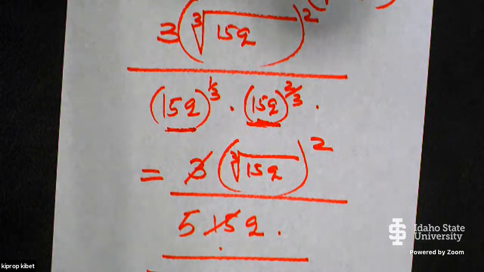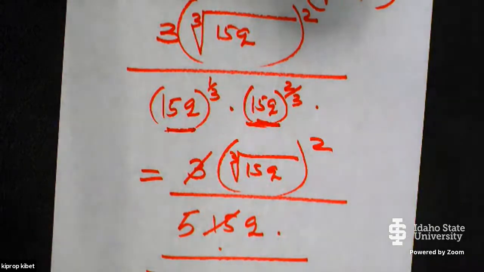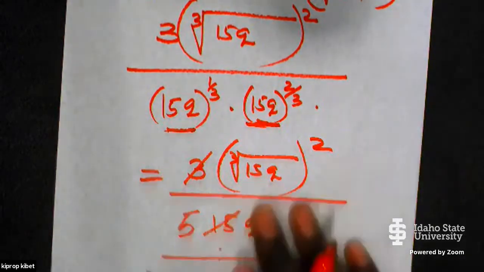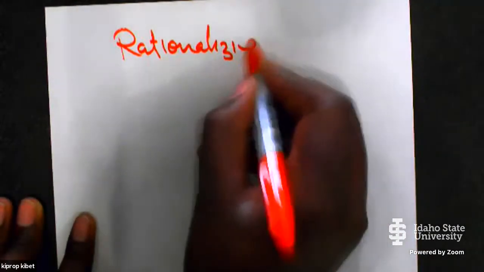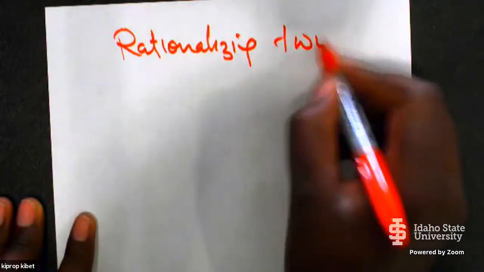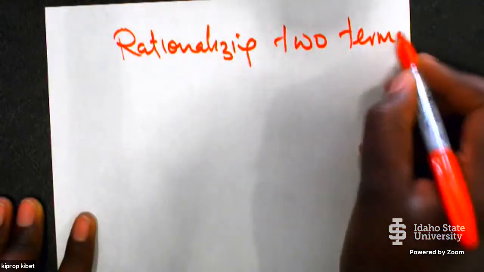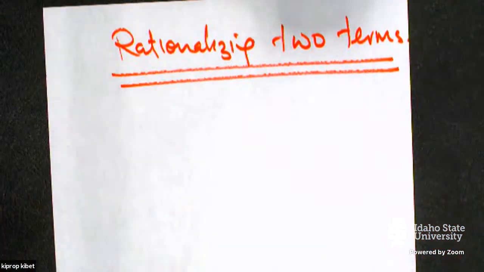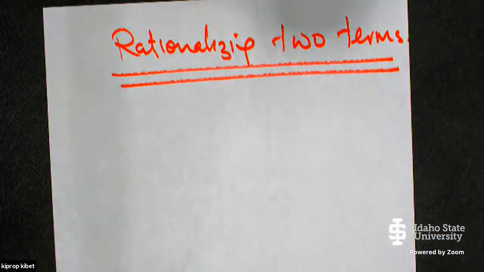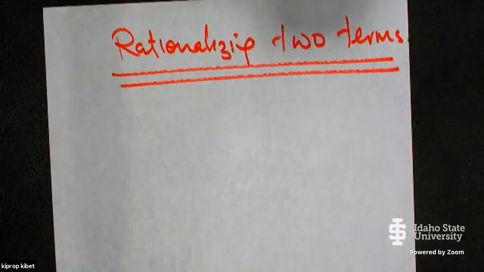Okay, now rationalizing 2 terms. Now let's come to the next section. Rationalizing 2 terms in the denominator.